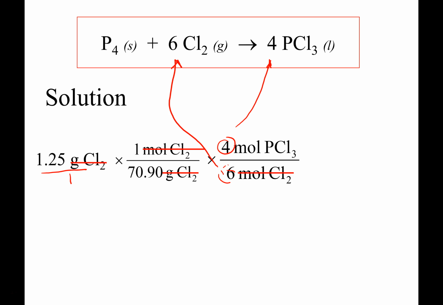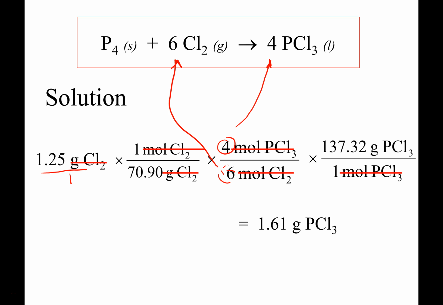So now we have moles of PCl3. We're going to grams. How do we get there? Molar mass. Using the molar mass. Perfect. So a few slides ago, we knocked that out and we came up with 137.32 grams of PCl3 per 1 mole of PCl3. So moles of PCl3 cancel. We're left with grams of PCl3, which is where we want to be. So how are we going to round it? 3. Very good. And we did get the sum of the two reactant masses. So 1.61 grams of PCl3. Goodness. Smiles all around.